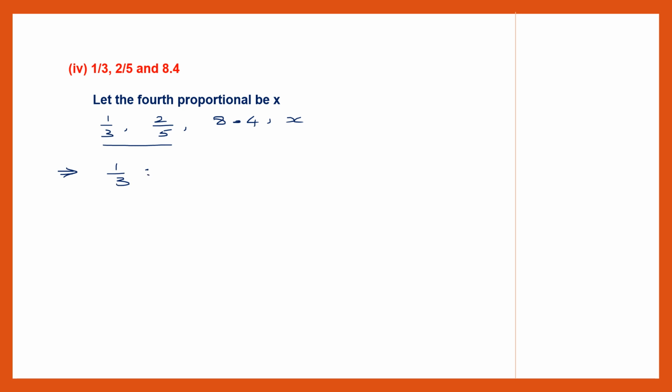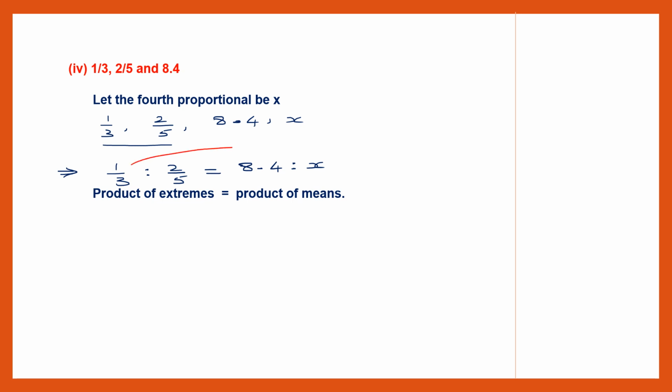Question 4, again we have four quantities given, and the fourth proportional, let it be x. So let's write this down. So this is 1 by 3, then we have 2 by 5, then we have 8.4, and then we have x. So the first two will become the first ratio of the proportion. So 1 by 3 is to 2 by 5, and this is equal to 8.4 is to x. Now let's use the formula product of extremes equals product of means. So these are the extremes.